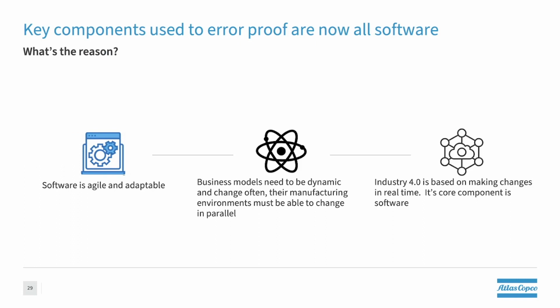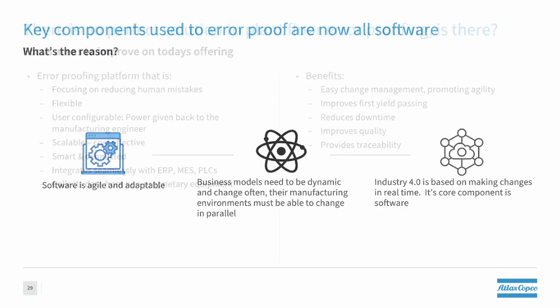Software is agile, it's adaptable, and business models need to be dynamic and changed often. The market's changing often, and your demographics might be changing often as well. It's critical that your manufacturing environments are able to change at the same rate. Industry 4.0 is about making changes in real time by being well informed through data analysis. The core component of Industry 4.0 is software.